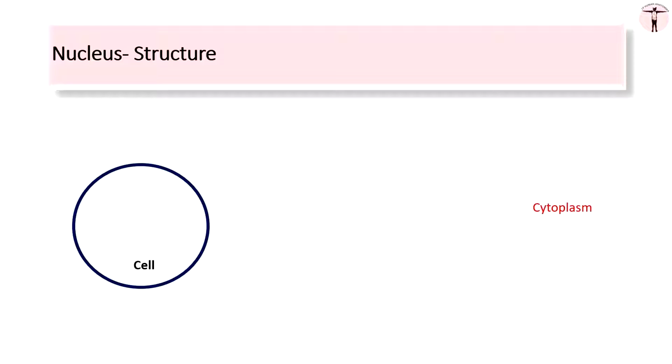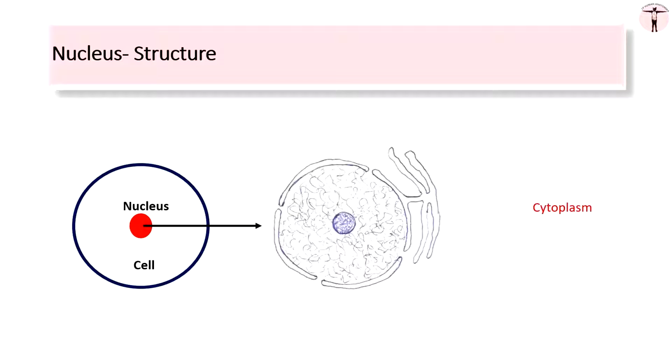The second component of the cell is the nucleus. The nucleus is more or less a spherical mass situated within the cytoplasm near the center of the cell. It is a membrane-bound organelle which is around 6 micrometers in diameter, found in eukaryotic cells. It occupies about 10% of total cell volume.